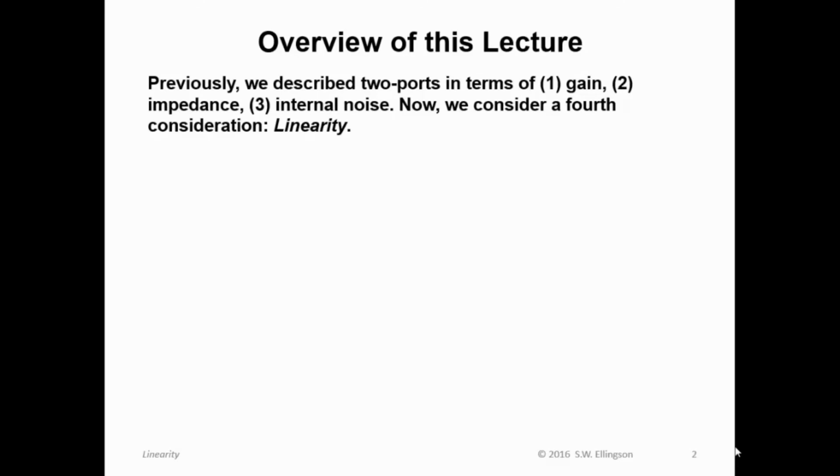Previously, we described two ports in terms of three quantities. We described them in terms of gain, we described them in terms of their impedance, and we described them in terms of the internal noise which they generate, typically as the equivalent noise temperature or as a noise figure. Now we consider a fourth consideration, and that is linearity. So linearity will be yet another property of two ports.